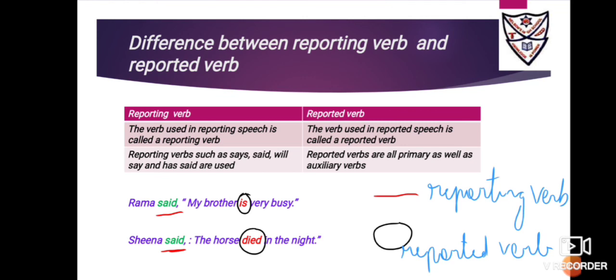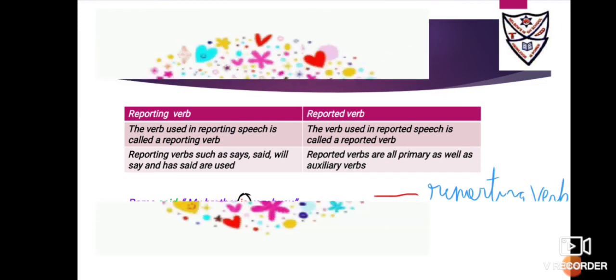So I hope you understood the 4 terms, that is reporting speech, reported speech, reporting verb, and reported verb.